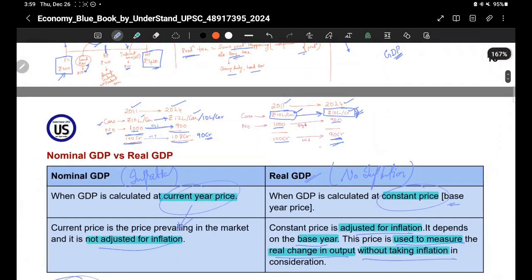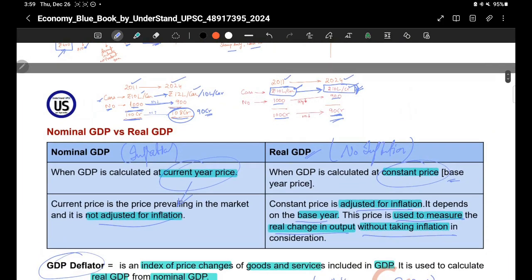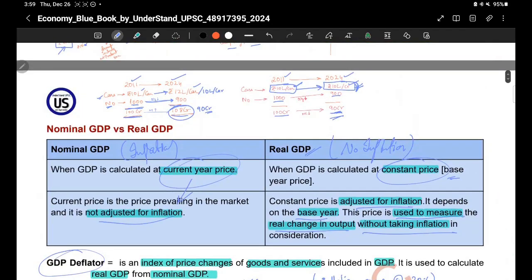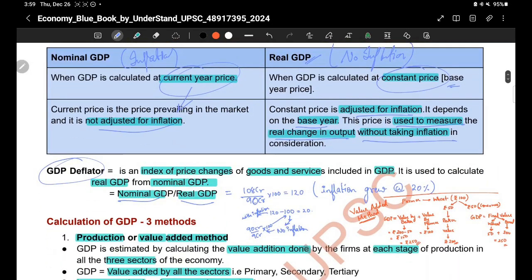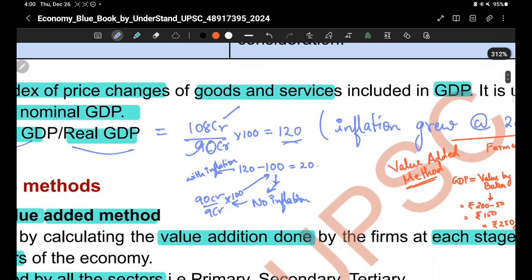What did we get here? Nominal GDP as 108 crore and real GDP as 90 crores. So 108 crores by 90 crores into 100, you get 120. Now this means that inflation grew at 20%. How 20%? We should do 120 minus 100. Now why 100 here? Why should we subtract from 100?